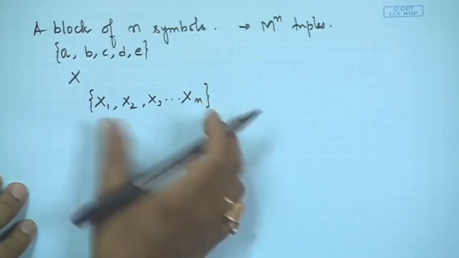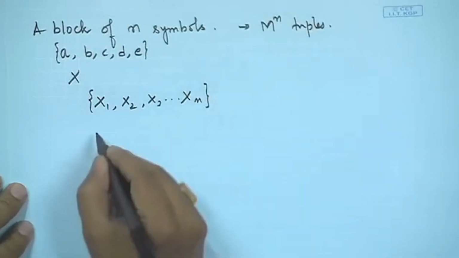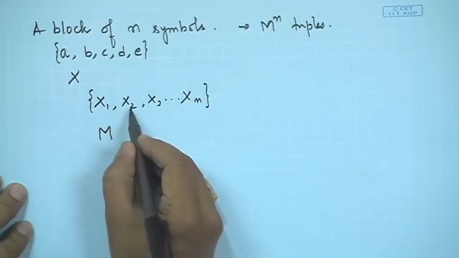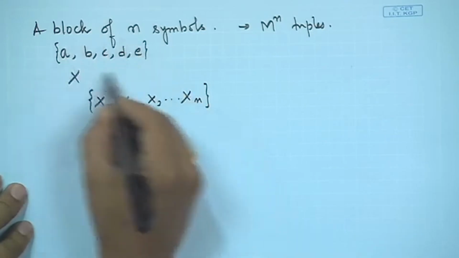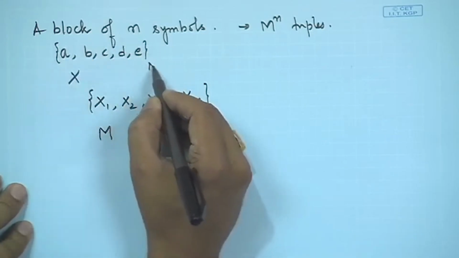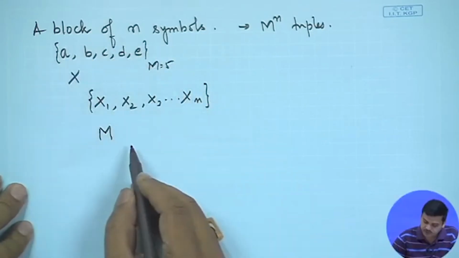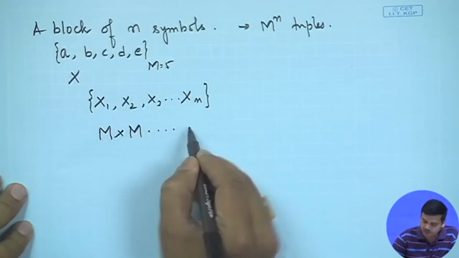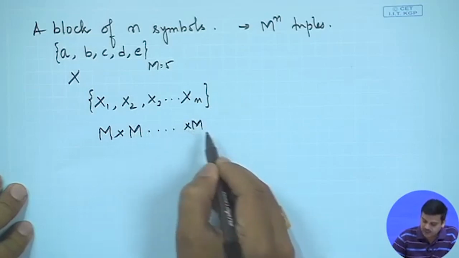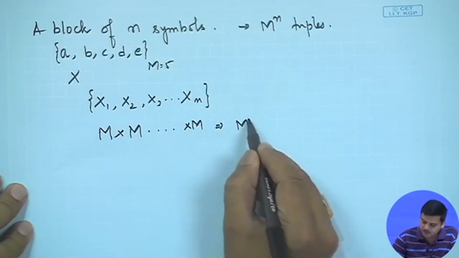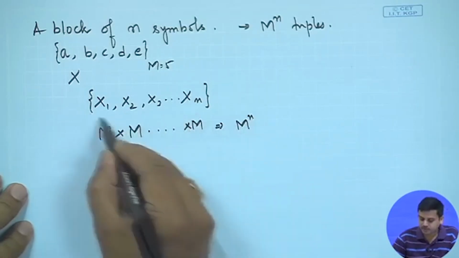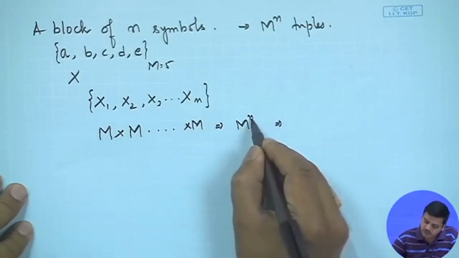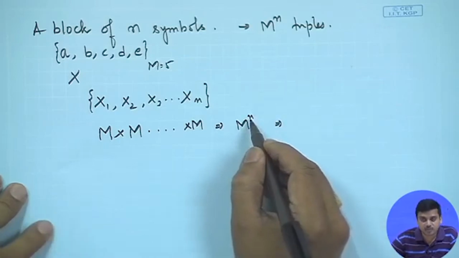If this forms one block of symbols, this is straightforward. The first one can take m different values. The second symbol would again choose from this set. So, here m is equal to 5 in this particular example. This would take m different values and so on. So, there are m raised to the power of n different possible values for these combinations. So, that means there are m raised to the power of n different symbols.